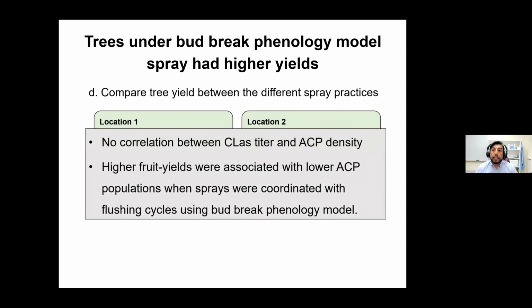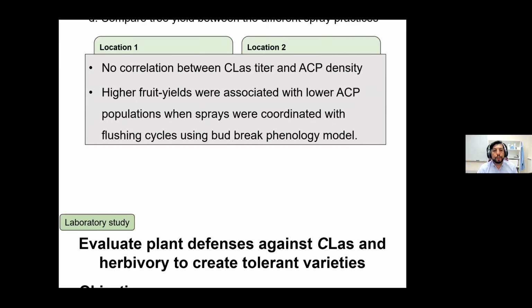So no, we did not find any correlation between Silas titer and ACP density, which is interesting because I'm going to show you what happened in the laboratory, in the microcosmos or the lab control conditions: higher fruit yield was associated with lower SV population when sprays were coordinated with flush cycle. And this is something that is being observed again during the last 2 years.